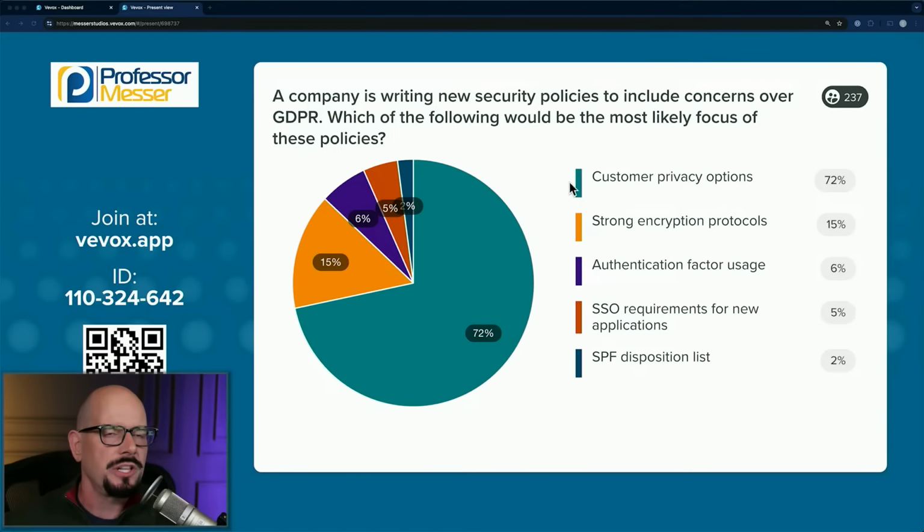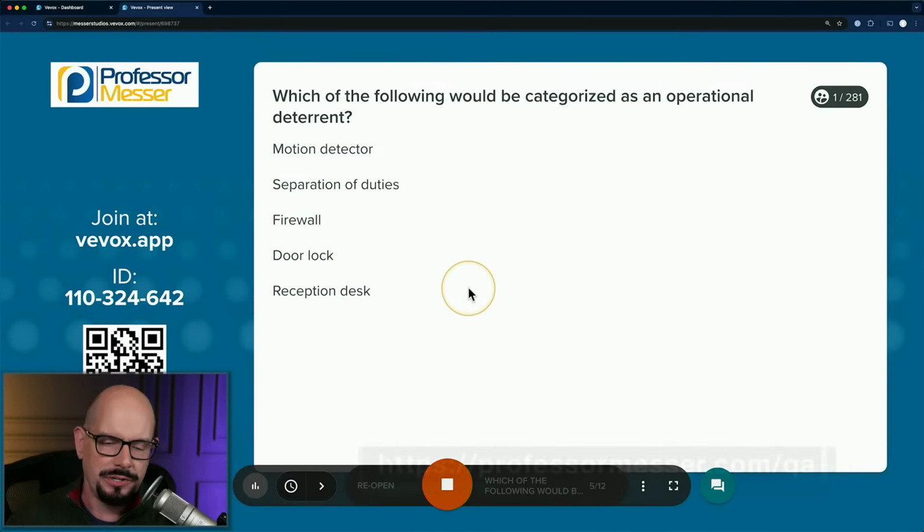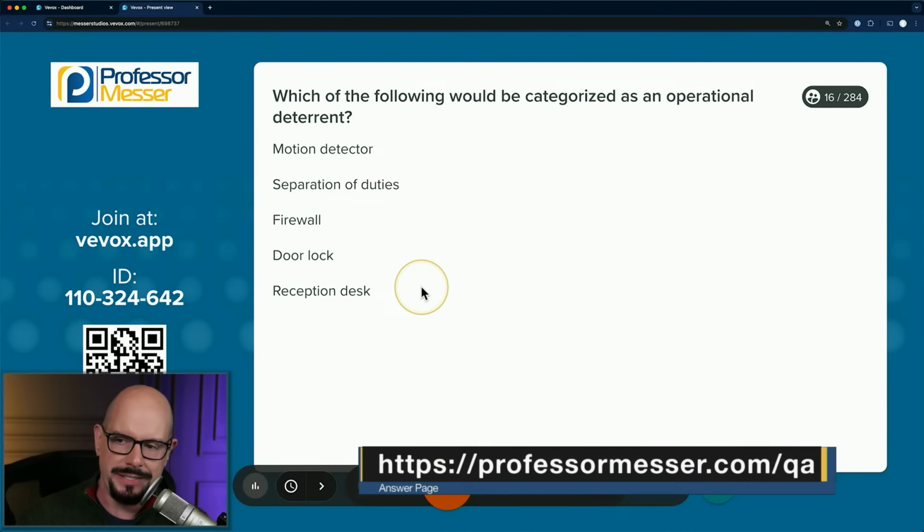We'll start with the question that comes from the very beginning of the exam objectives. If you are at all familiar with those, you can answer this question that asks, which of the following would be categorized as an operational deterrent? Would it be motion detector, separation of duties, firewall, door lock, or reception desk?